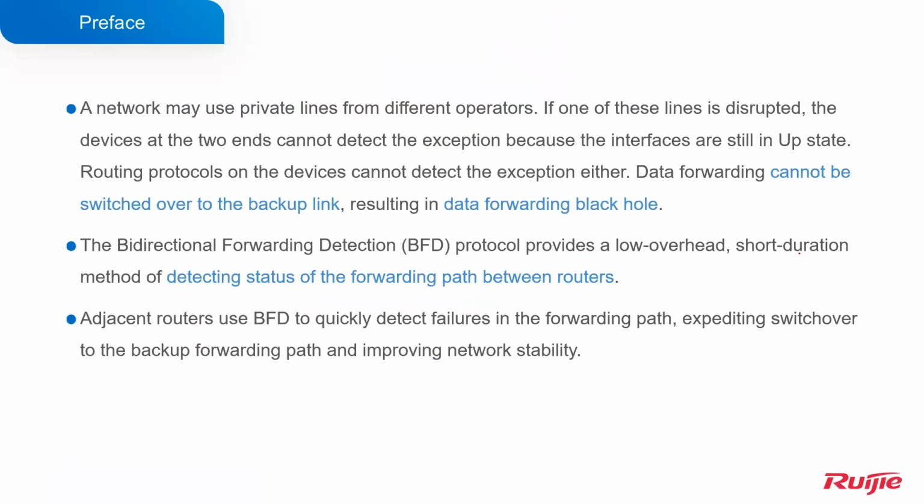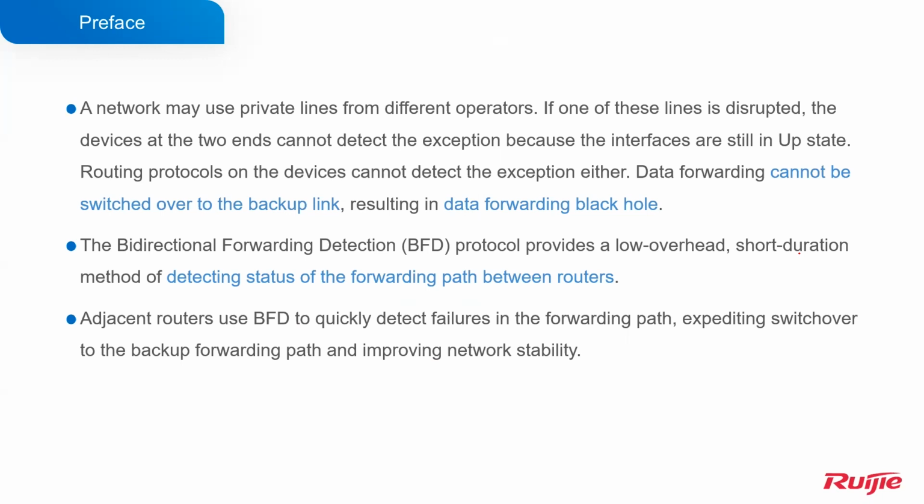A network may use private lines for different operators. And if one of these links is disrupted, the devices at two ends cannot detect the exception because the interfaces are still in up state. So in this case, the routing protocols on the device cannot detect the exception as data forwarding cannot be switched to the backup link, resulting in a data forwarding black hole.